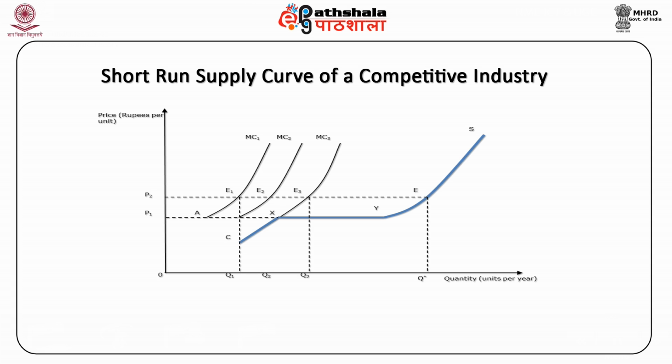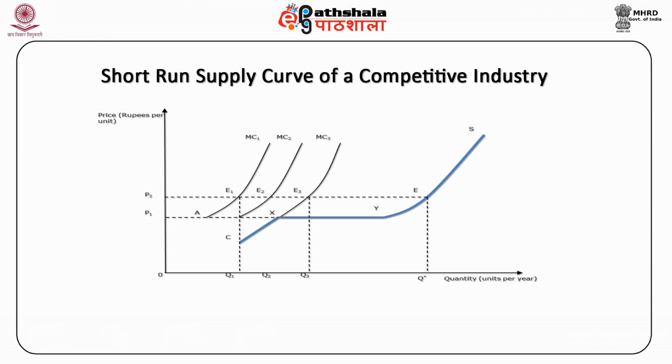Above P1, the quantity supplied by all the firms taken together is the industry's supply curve. For example, at price P2, the first firm supplies OQ1 quantity, and the second and third firms supply OQ2 and OQ3 quantity respectively. Thus the industry supply becomes OQ star, which is equal to OQ1 plus OQ2 plus OQ3.